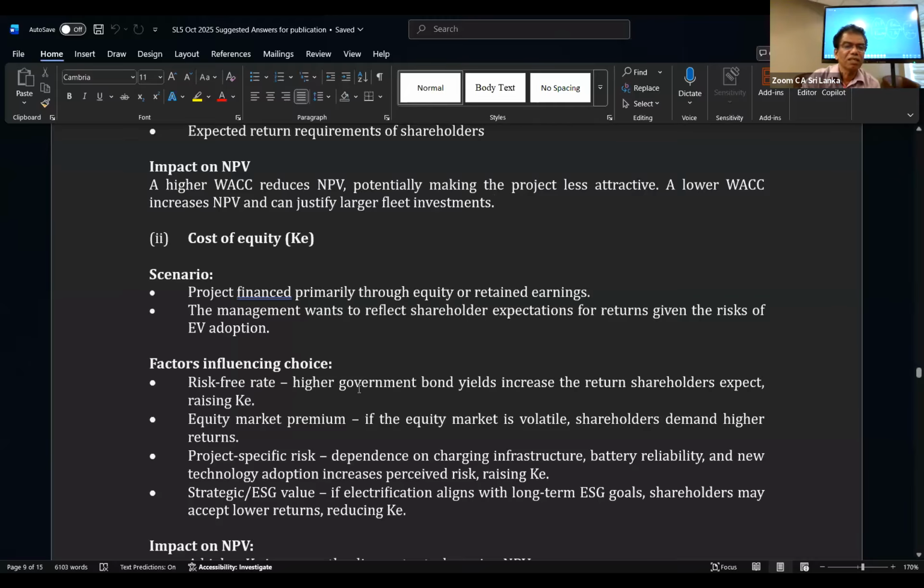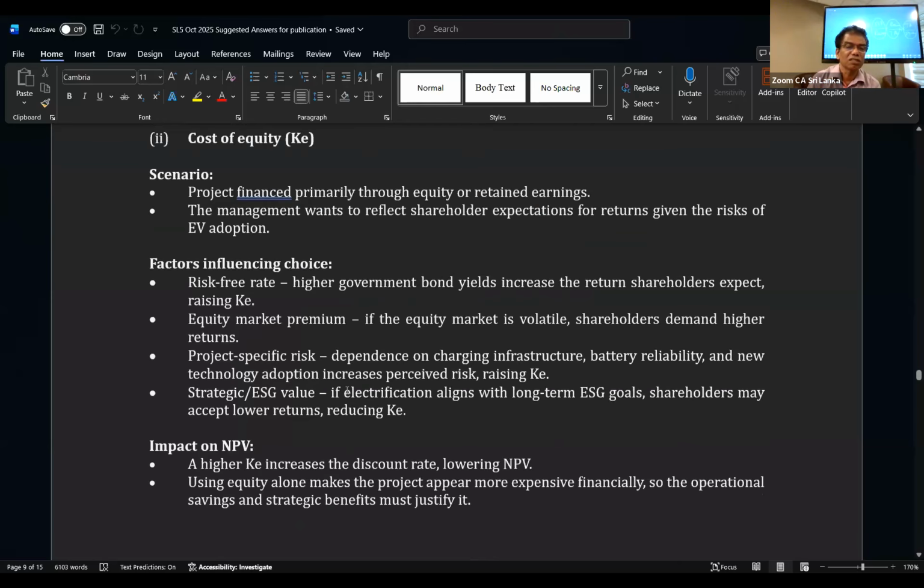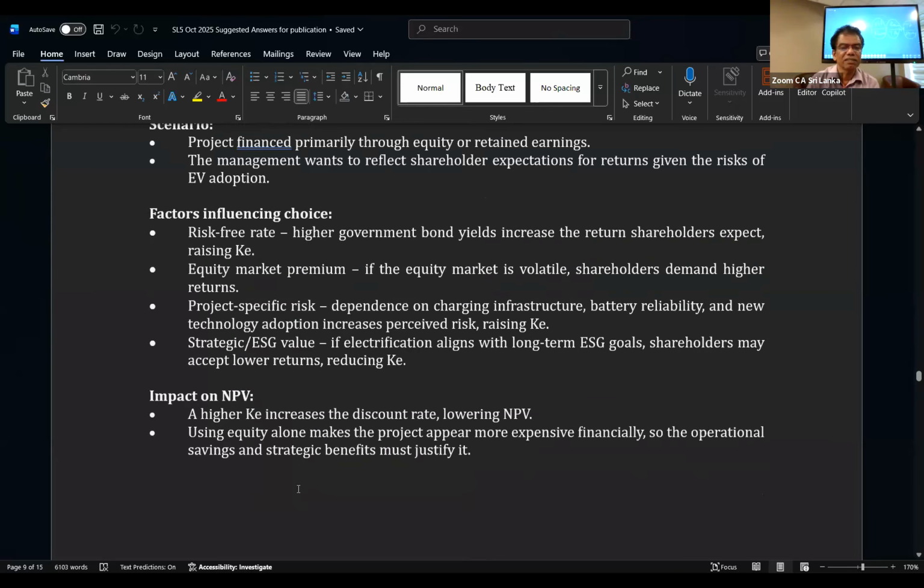Then you find out the factors influencing the choice. Risk-free rate, because cost of equity is CAPM, right? You applied it. There are elements: beta, industry beta, company beta. Technology, strategic, ESG values, right? Those things come into it. Impact on NPV: a higher cost of equity increases the discount rate, lowering the NPV. Using equity alone makes the project appear more expensive financially, so the operational savings and strategic benefits must be justified.